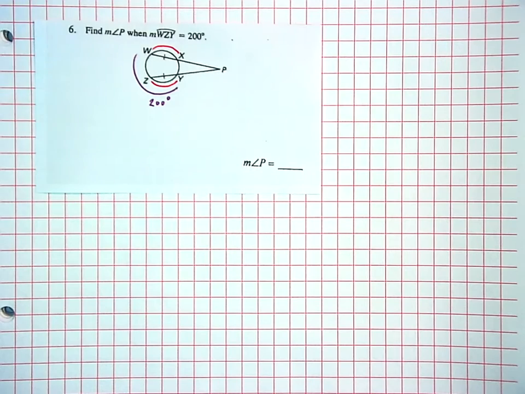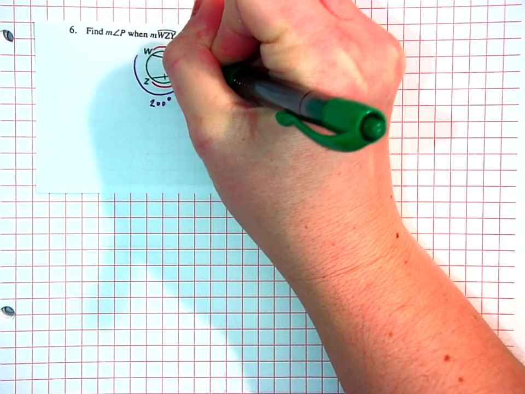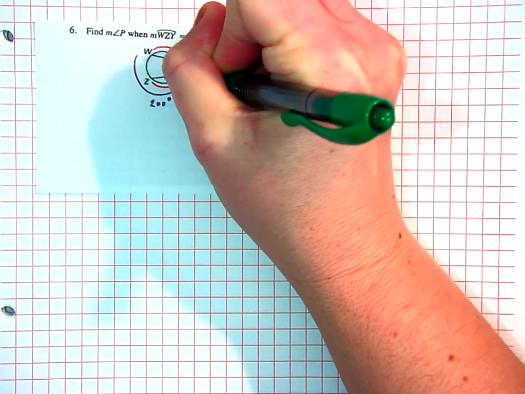So this one can be a little bit challenging because you actually have to add a segment into the diagram. So let's say that I connect X to Y. So let me put a dot here, X to Y, like that.